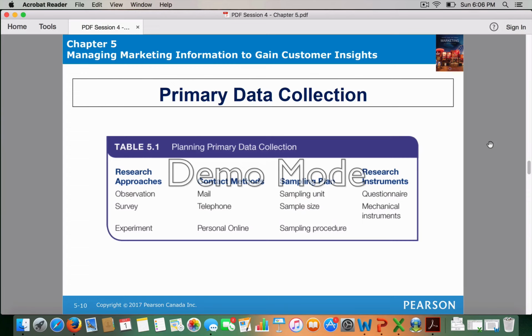We're going to talk a little bit about sampling in a minute, and we'll talk a little bit more about research instruments. All of it in the next video.